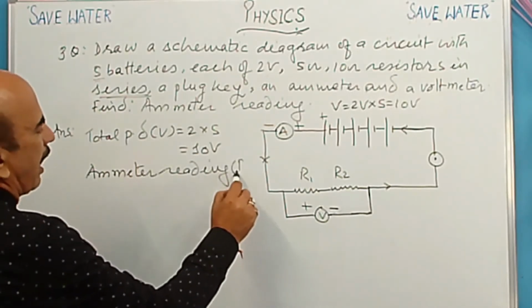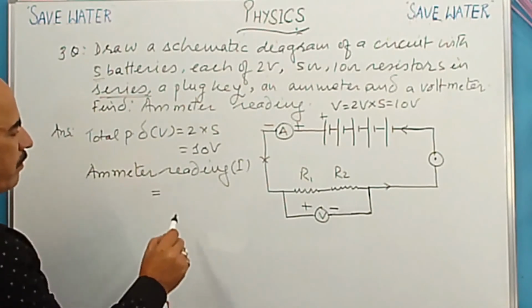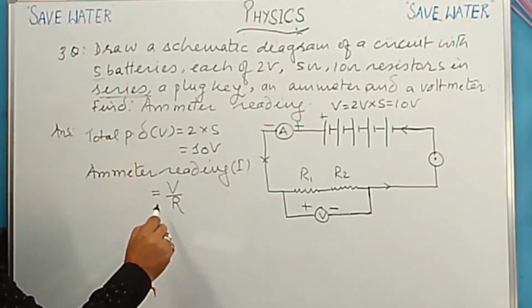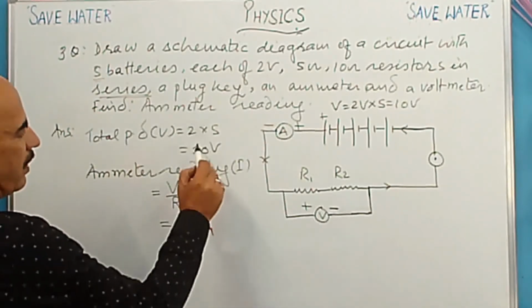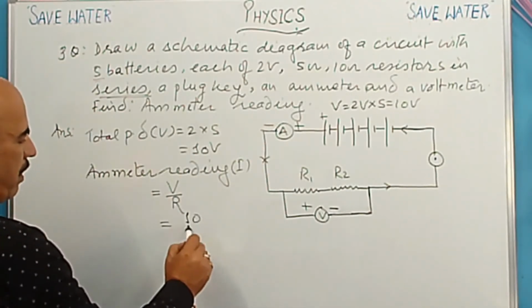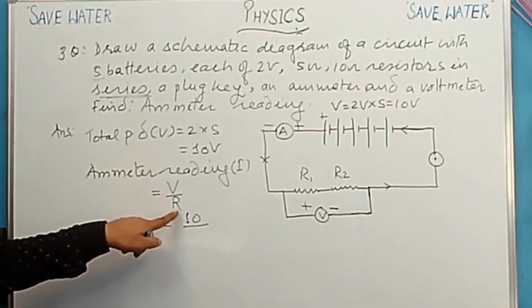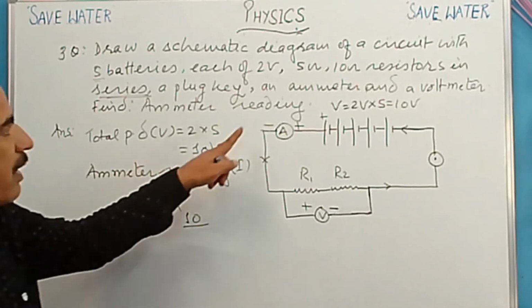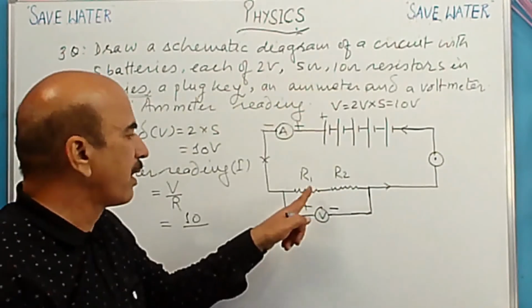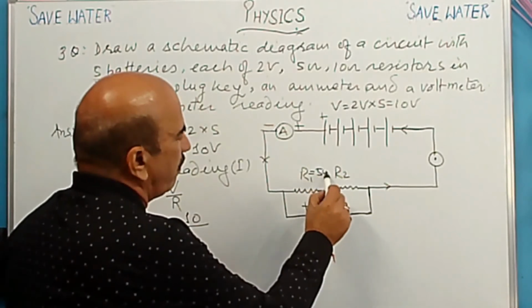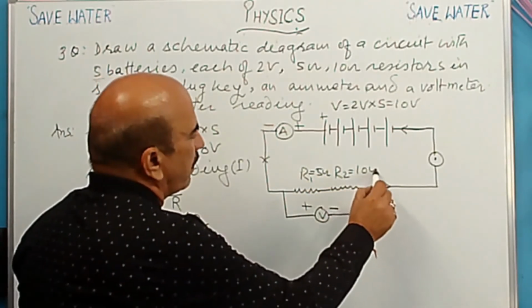Ammeter reading क्या होगा? I, and this is equal to, फार्मूला यूज करेंगे वही Ohm's law का. I is equal to V upon R. V is how much? 10 upon R. R हमने निकाला नहीं है ना. इक्विवेलेंट रेजिस्टेंस हमने निकाला नहीं. तो ये कितना? 5 ohm and 10 ohm है. One is of 5 ohm, another is of 10 ohm. So this is 5 ohm and this is of 10 ohm.